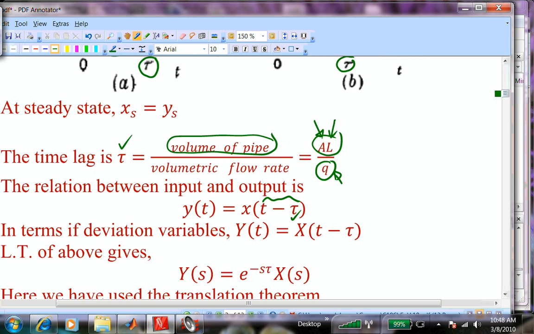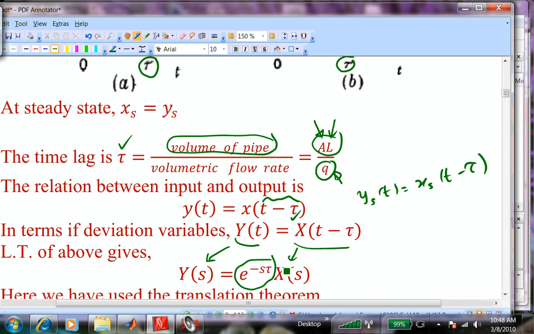So you can now introduce the deviation variable, because this would be the same as y f at t equals x s at t minus tau, and the steady state. Okay? So in terms of deviation variable, it will become capital Y of t equals capital X of t minus tau. Now I need to take the Laplace transform. When I take the Laplace transform, y of t becomes Y of s, but x of t minus tau becomes e to the power minus s tau times X of s.